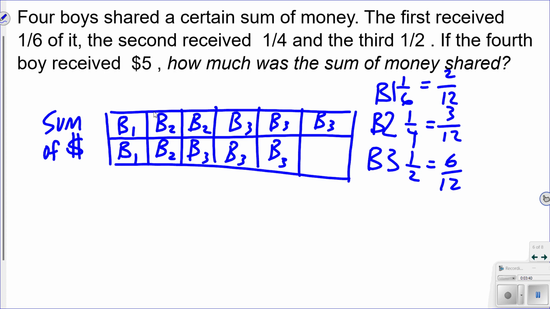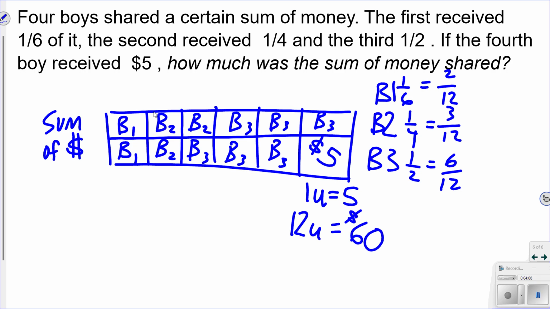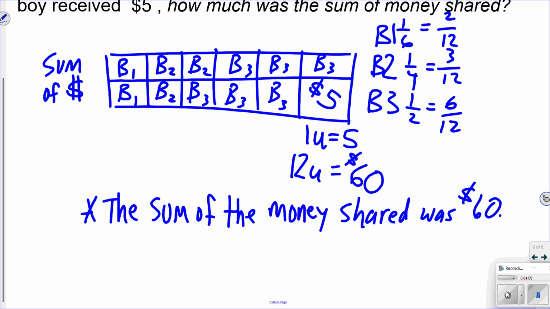That leaves us just 1 unit, and we're told that the 4th boy gets $5. So 1 unit is $5. And we know that the entire sum is 12 units. So if 1 unit is 5, 12 units is $60. So we write out our complete sentence. The sum of the money shared was $60.